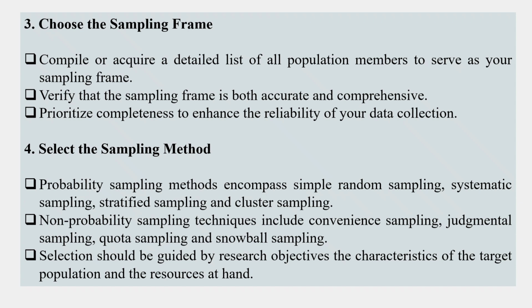The second type is non-probability sampling methods. These do not guarantee equal chances for each member. Some of the common types include convenience sampling. Here, you select those who are easily accessible. The second one is judgmental sampling. It is based on the researcher's discretion. The third one is quota sampling. Here, it ensures a fixed proportion from subgroups. And the last one is snowball sampling. Participants refer others. Means I will refer my friend, my friend will refer another friend, in this same manner.